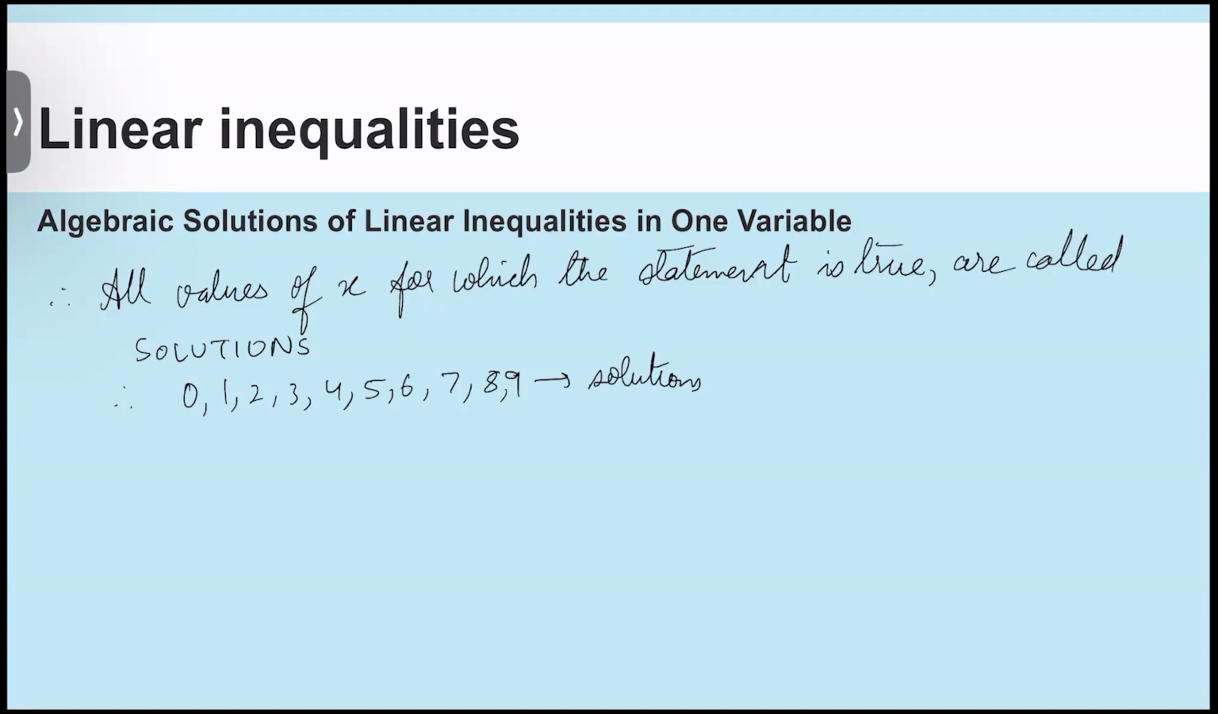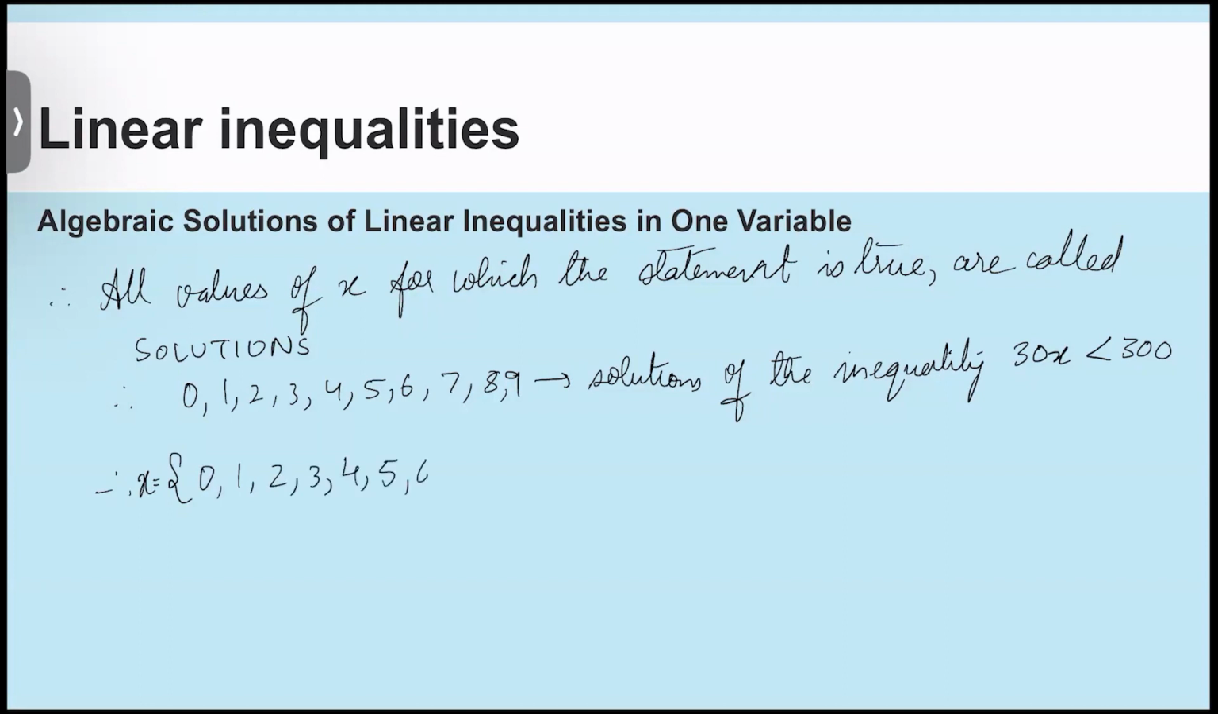Okay, solutions of the inequality. That is 30x less than 300, and therefore the set, okay, so x equals 0, 1, 2, 3, 4, 5, 6, 7, 8, and 9. So this set is called the solution set.